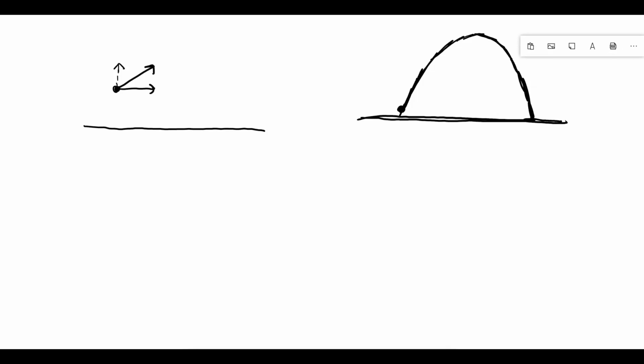It forces the trajectory of the projectile to be a parabola, because if you remember from our kinematics equations, if this is the height and this is the horizontal distance, you can easily show using the kinematics equations that the trajectory is a parabola.